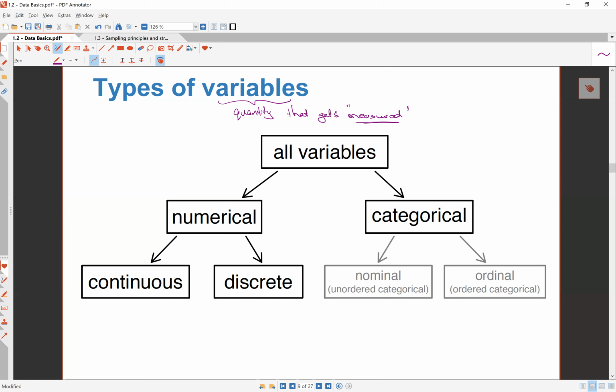Now, we differentiate between two kinds of variables primarily, numerical versus categorical. And we subdivide those. So numerical is always when we're dealing with numbers. But the numbers can work in different ways. The numbers can be discrete. And if they're discrete, it often means that we're counting or looking at whole numbers. Or it could be anything that occurs with fixed step sizes.